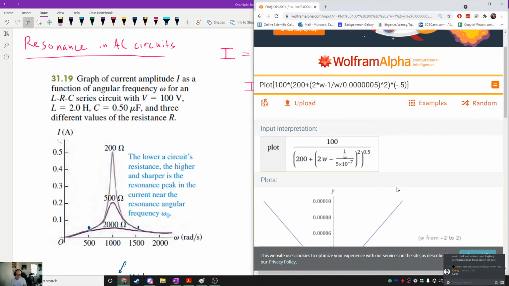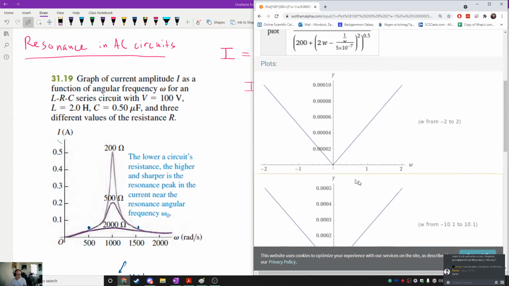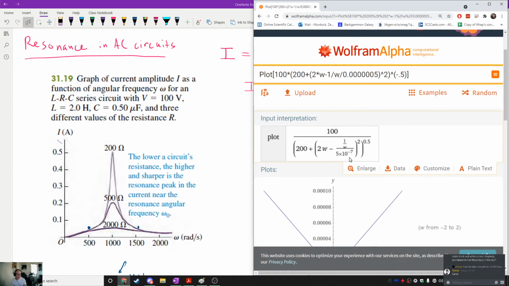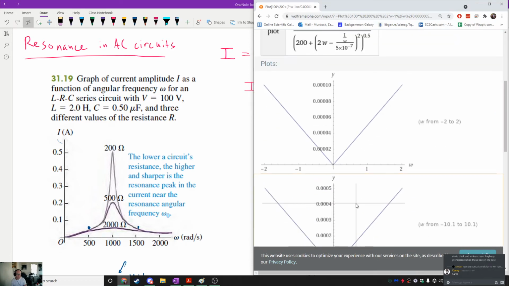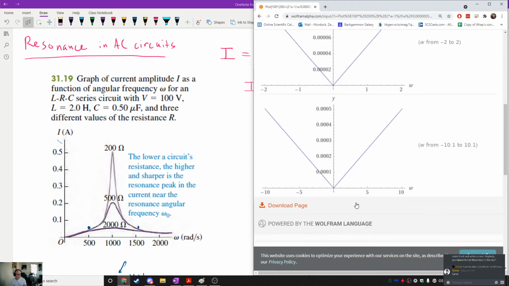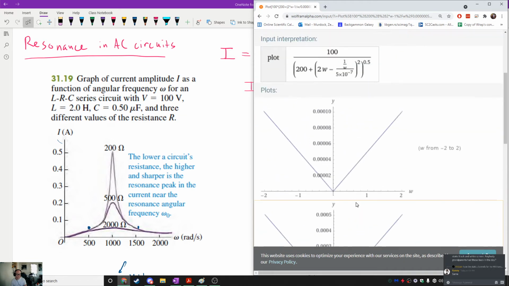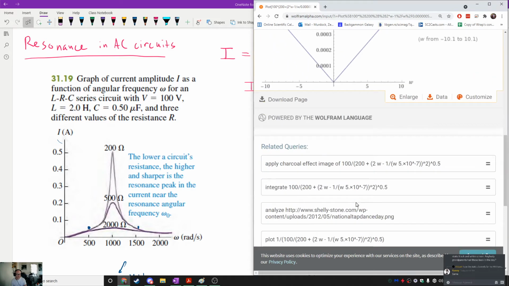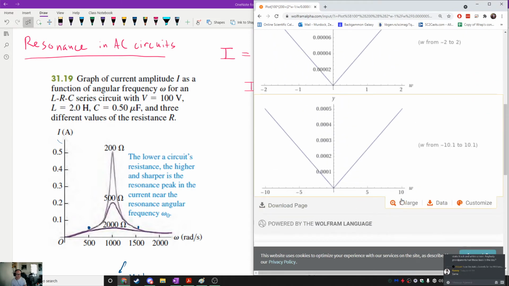It's not quite right, is it? 5 times 10 to the negative 7, that's right. Oh, you know what? It is doing W, right? Yeah, it's Y versus W. Huh. Oh, the y-axis is super small. That's what that would do. Is that what's doing it? You're basically looking very, very closely to the origin. Yeah, the scale is super tiny. Makes it look like a line.